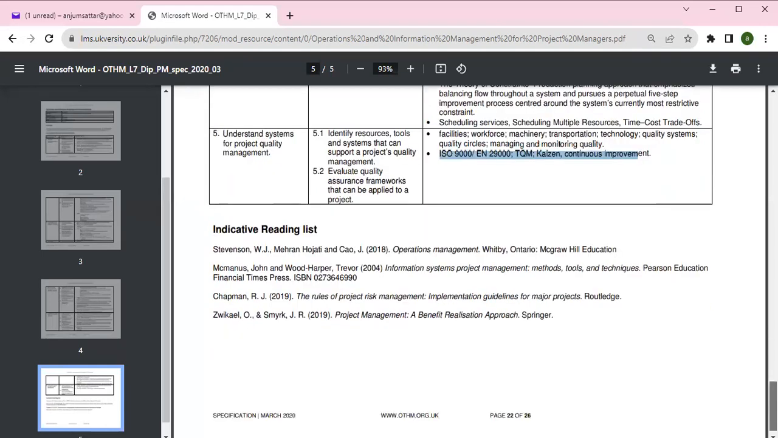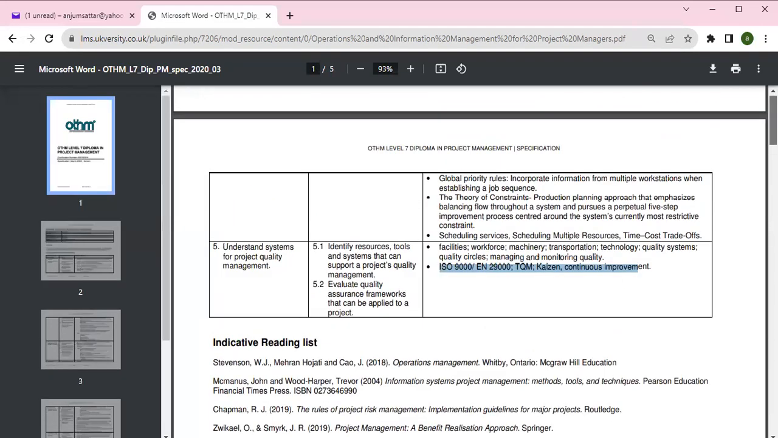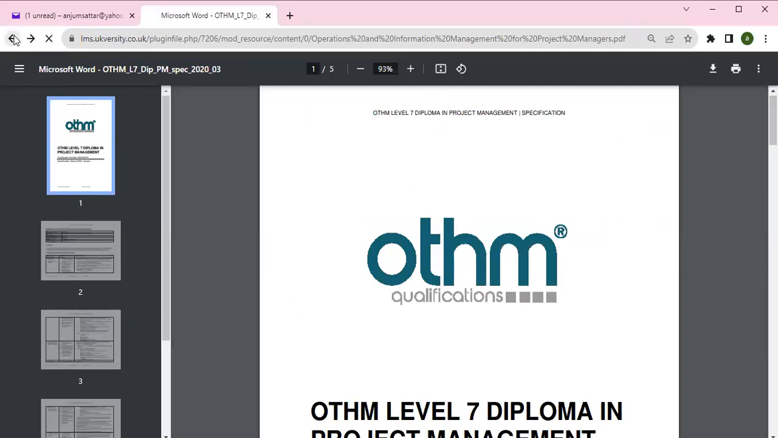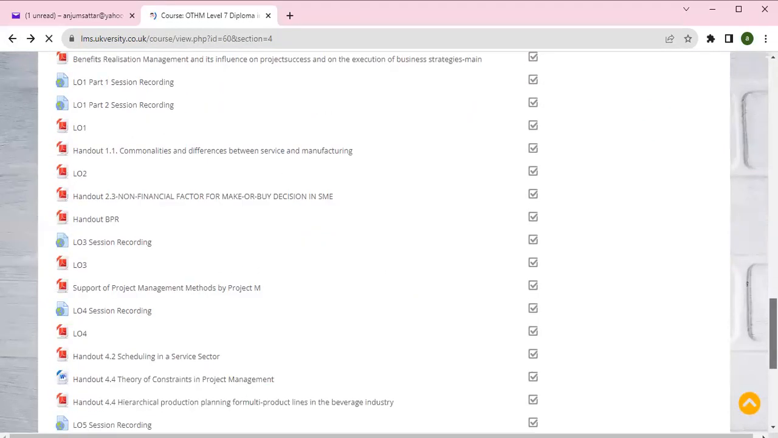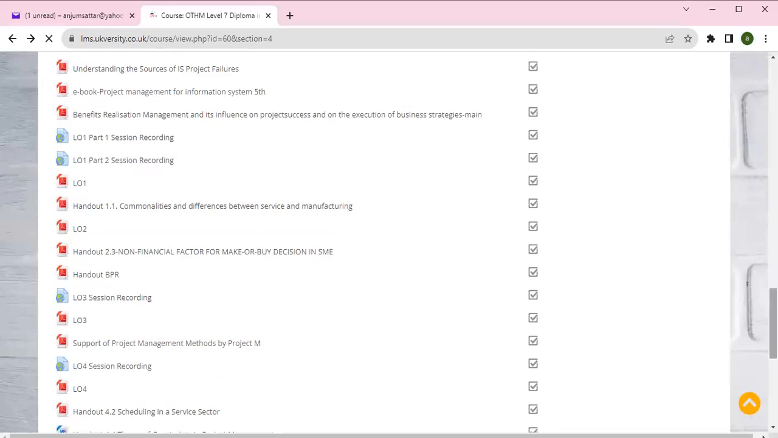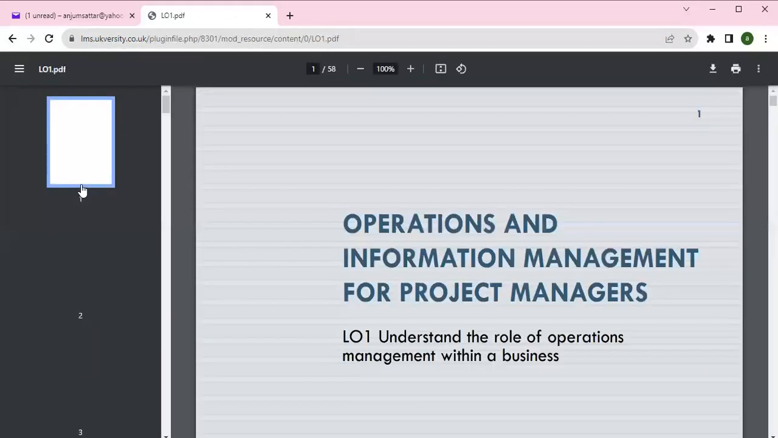Some recommended books you can follow. Some of them are given on our Moodle page, where you can download these books as well. Any question before starting? These are the relevant books. Project Management Information System, 5th edition is available. And we have Operations Management and its influence on projects. That's quite good to use. We'll click on the lesson 1 lecture slide and go through.